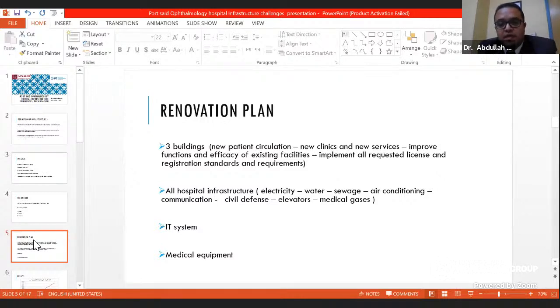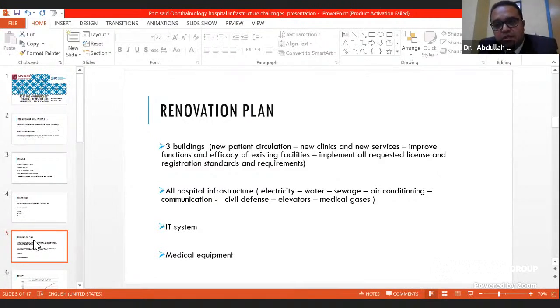So all the hospital infrastructure had to be renovated: electrical, water, sewage, air conditioning, communication, civil defense, elevators, medical gases, you name it. Even the IT system was introduced, and all the medical equipment was to be renovated.